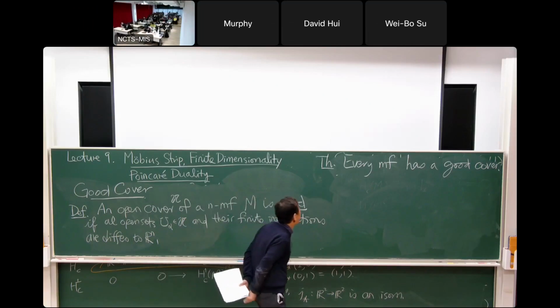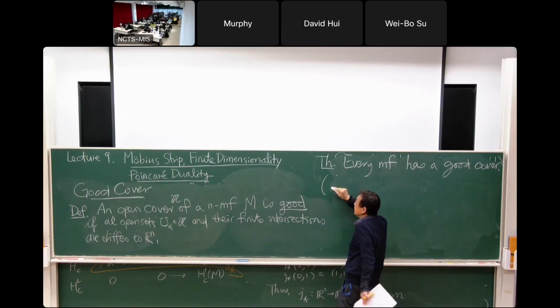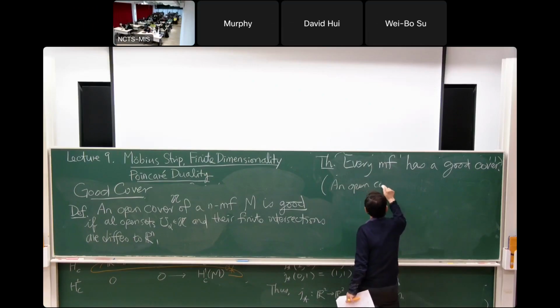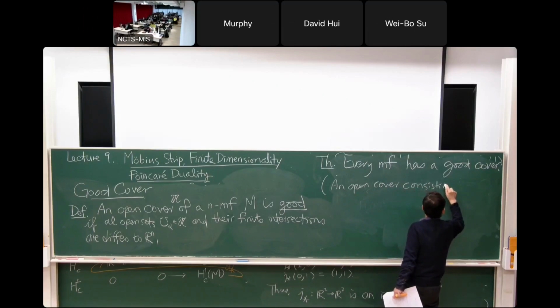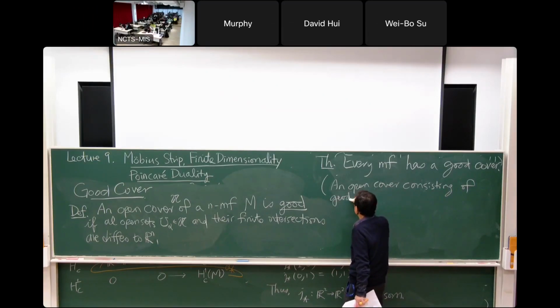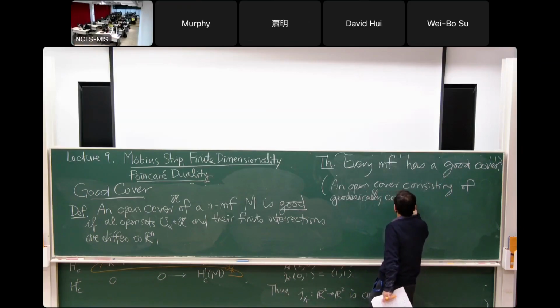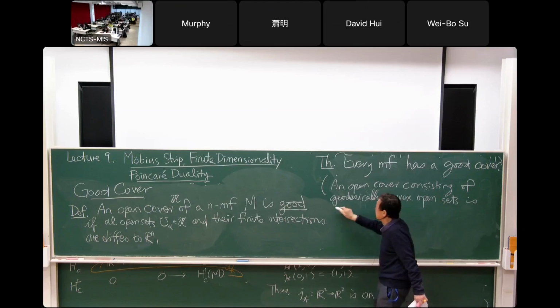So I'll just say that an open cover consisting of geodesically convex open sets is a good cover.